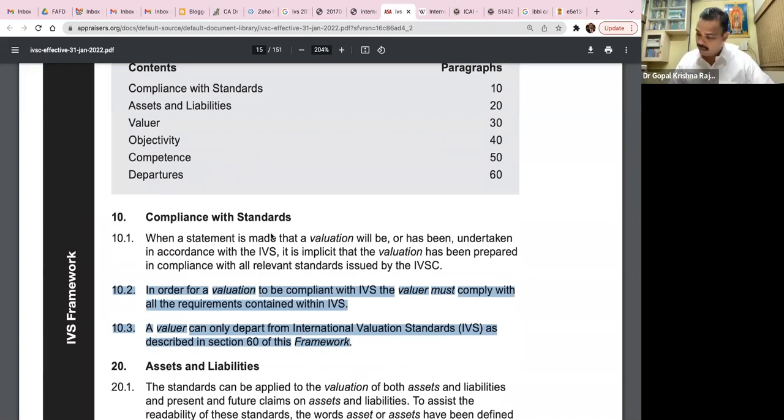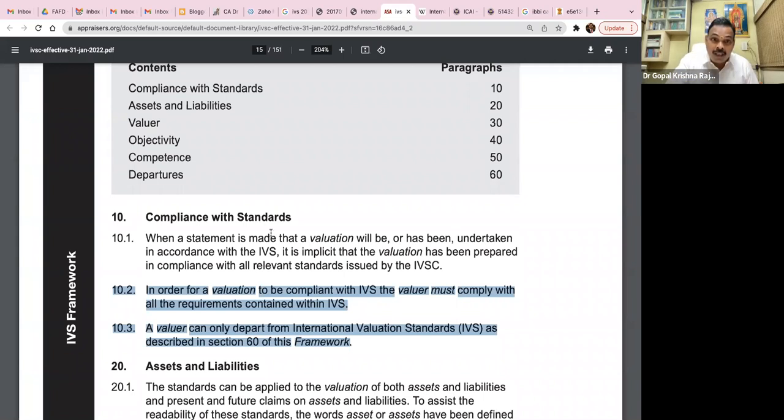This para number 10 is with respect to compliance with standards. Actually, very, very important. And for your information, guys, nowadays every regulator, every authority, they wish to see in the valuation report: are you following standards? Whether the regulator knows standards or not is different, but they expect the valuer to follow the standard. Therefore, this para number 10.2 is a very important para.